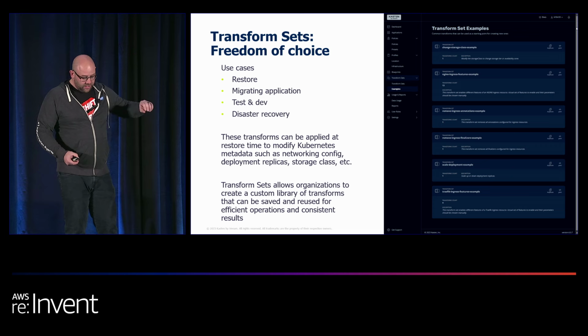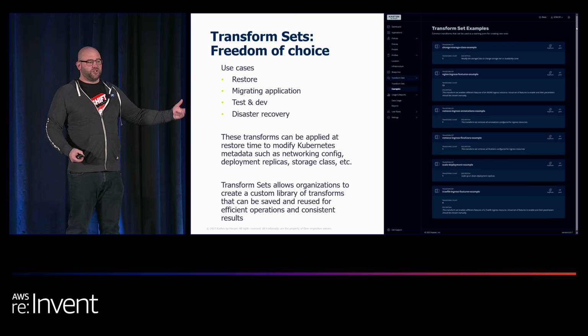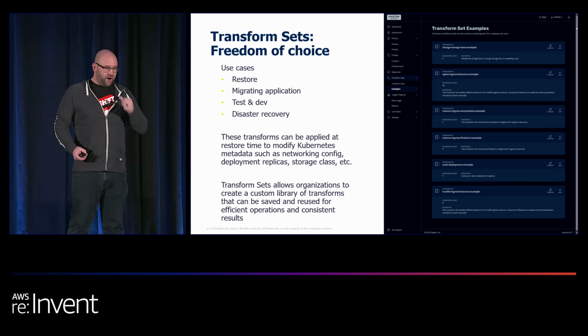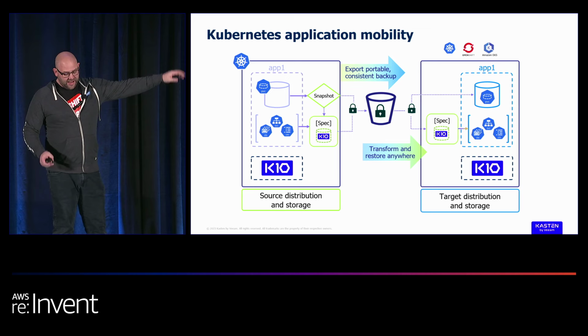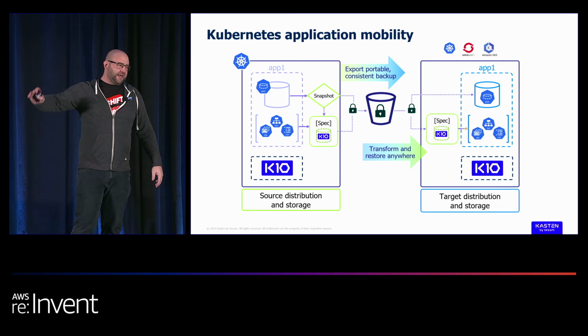It might be just to scale that deployment. It might be, I want to see what my application looks like with the next version of the application in a test and dev type environment. So being able to leverage that data, transform what that needs to look like, and be able to restore that. So pretty diagram, cluster A and cluster B. Again, it might be that we're going from a Kubernetes distribution into EKS, OpenShift, et cetera. Doesn't matter, we're agnostic to that.